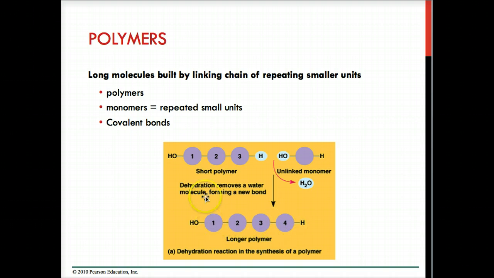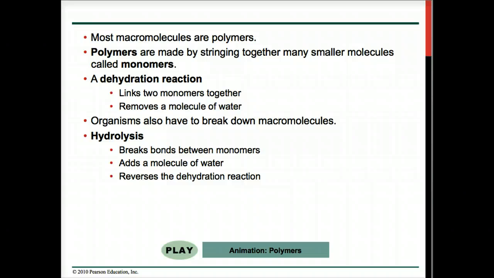So we haven't defined what these monomers are yet. The monomer is going to be defined based on what the macromolecule is. But the same basic process of linking these individual monomers to form longer polymer chains is a commonality amongst all of those macromolecules. Most macromolecules are polymers. Again, this is a repeat. Polymers are made of stringing together smaller units called monomers.